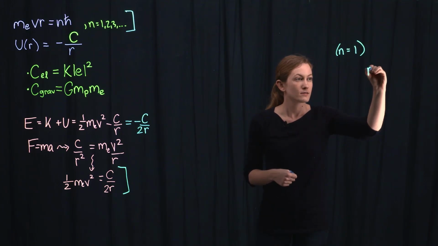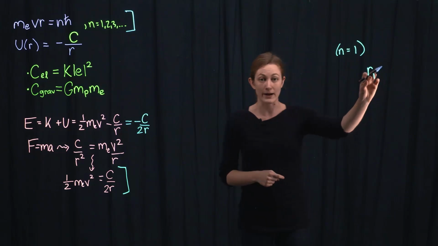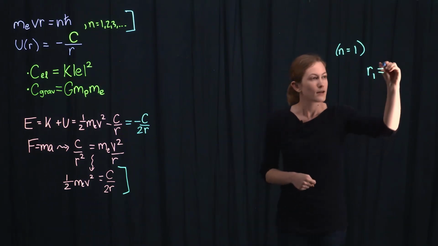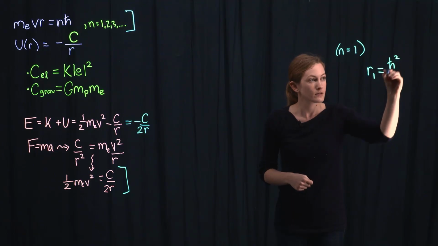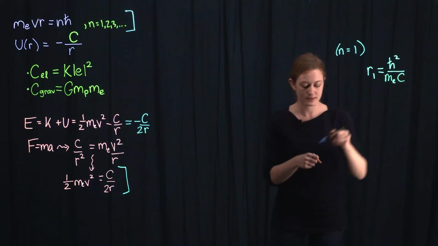Then combining these two equations, I would get r for n equals 1 equals h bar squared over the mass of the electron times C.